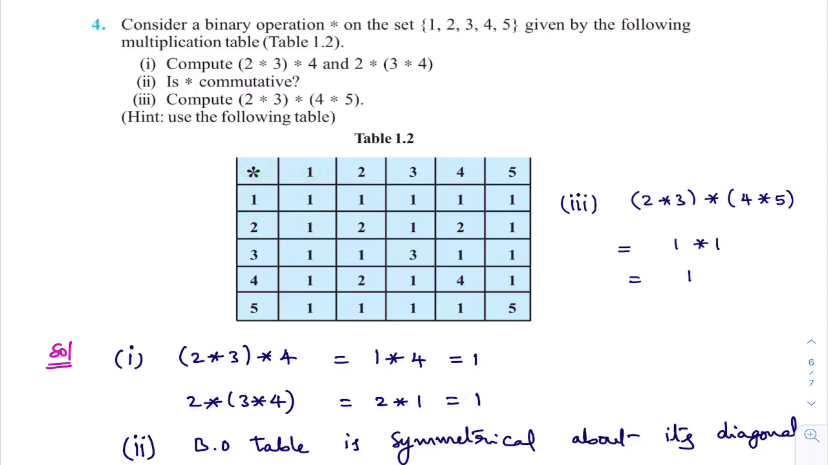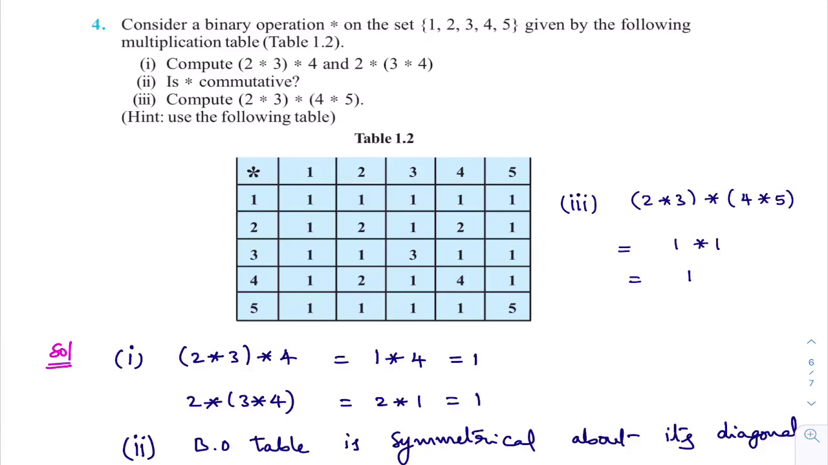So they are asking to compute these values, and I got both values as 1. Now, is star commutative? What is the commutative law? We know that A star B is the same as B star A, then we say it is commutative. But here so many elements are there: 1 star 1, 1 star 2, 2 star 1, 2 star 3, 3 star 2, 2 star 4, 4 star 2, like that. No need to check all the elements. A simple technique is there.